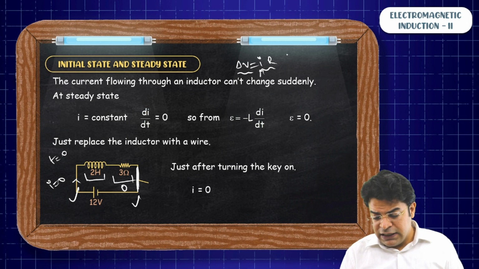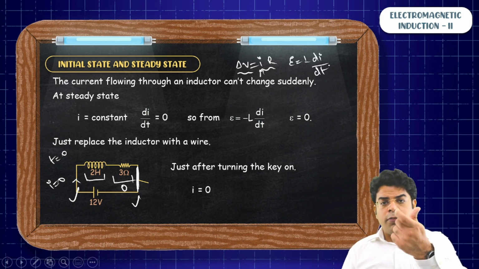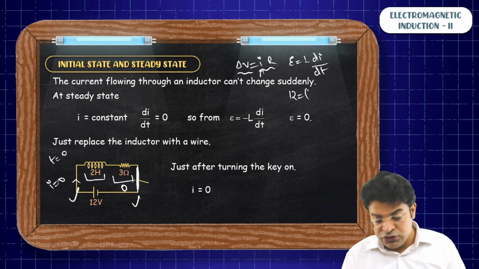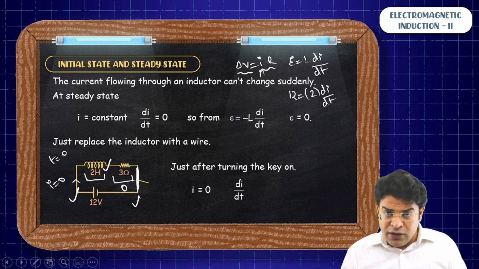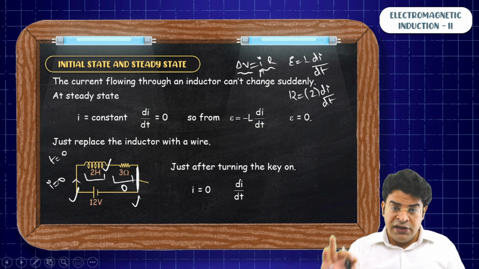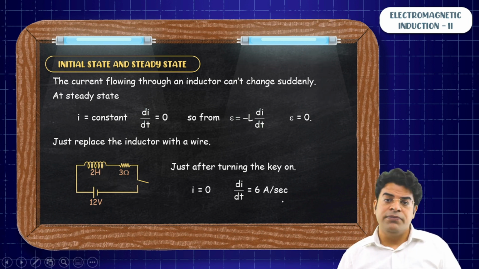So you will say that the EMF across the inductor equals L dI by dt. So the potential drop of 12 volt across the inductor equals its inductance, 2, multiplied by dI by dt. So you will write at time equals 0, just after turning the key on, dI by dt will be equal to 6 ampere per second.